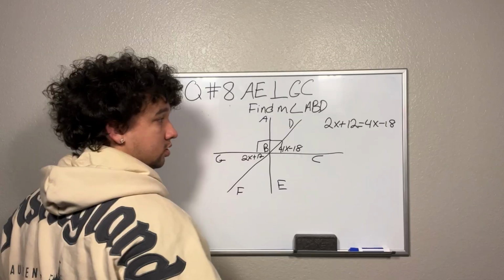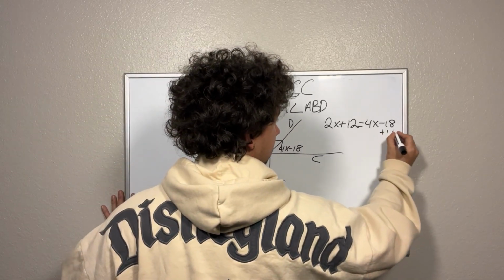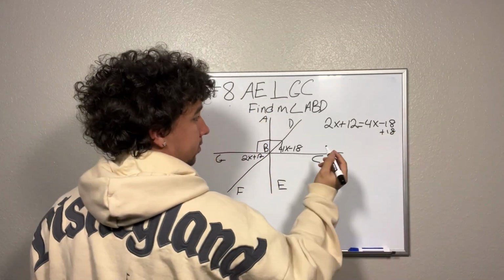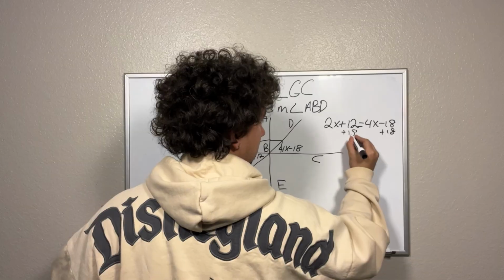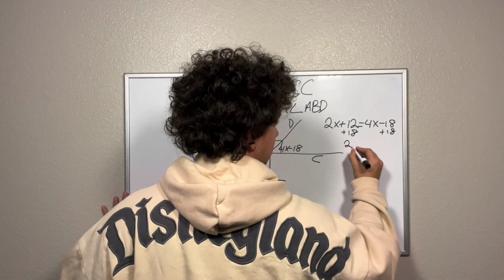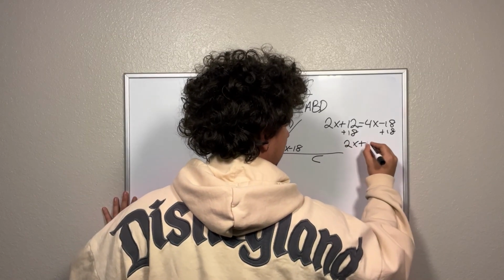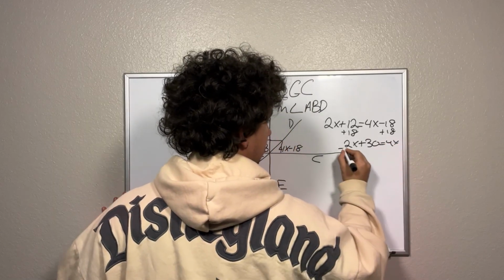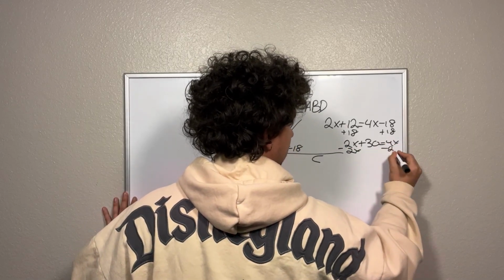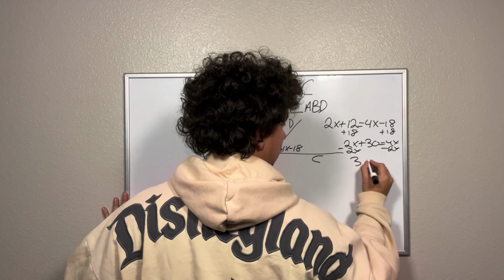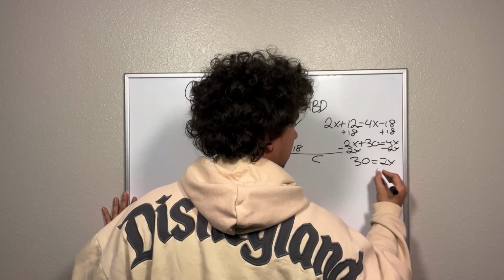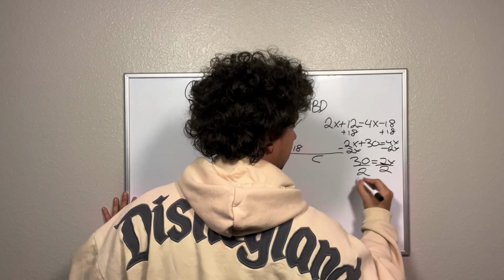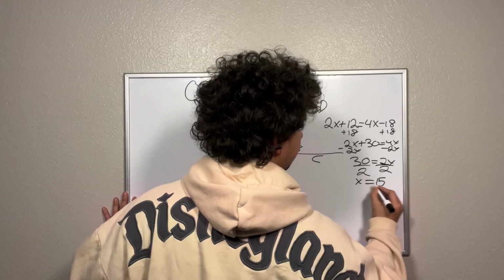And now I'm just gonna solve. So I'm gonna add 18 to both sides. Right, I could subtract 12, but I'd rather keep things positive. Okay, that's gonna give me 2x plus 30 equals 4x. Now I'm gonna subtract 2x from both sides. That's gonna give me 30 equals 2x. And then I'm gonna divide by 2. And it gives me x is equal to 15.